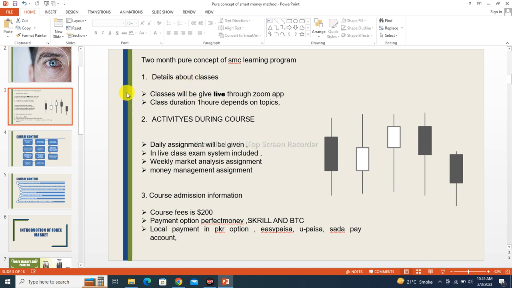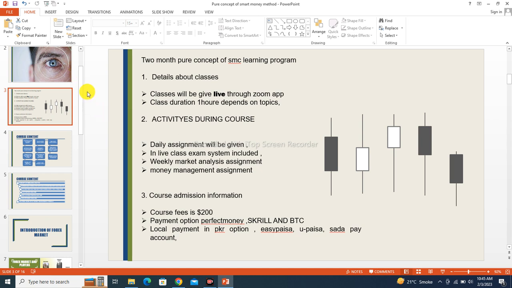So here are the details: the classes will be given live through the Zoom app. Class duration will be 1 hour depending on the topics, and don't worry, I will complete all of the content in just 2 months. And after this course, I am 100% sure, I guarantee you will be a profitable trader, and you can change your life, and even you will earn a lot from the funded account.